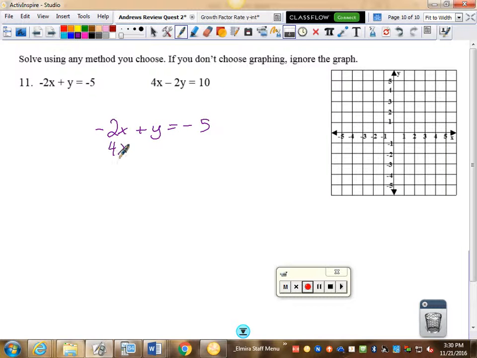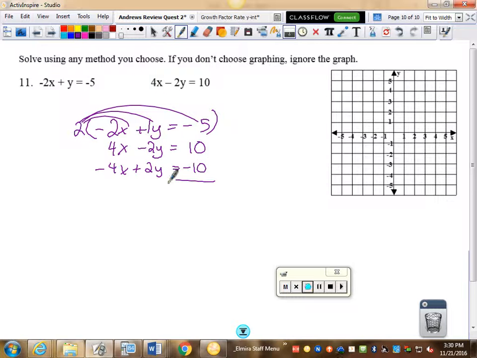I'd stack these. Remember that that's a 1. I would multiply the top equation by 2. Take this line away. So negative 4x plus 2y, negative 10. Those would cancel. Actually, because this is infinitely many solutions, everything cancels.